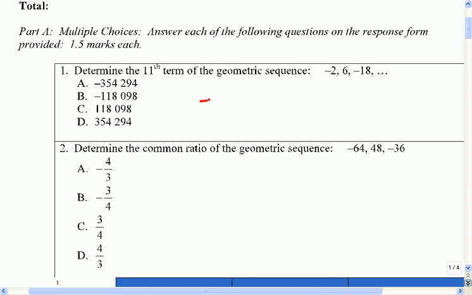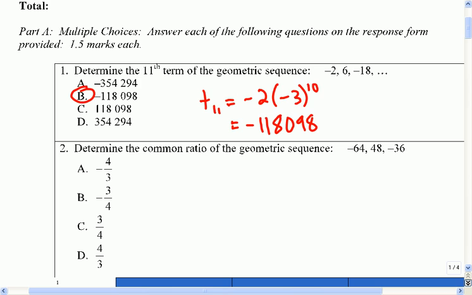Okay, so term 11 is negative 2 times negative 3 to the 10. So this, if you put it in the calculator, should be negative 118,098. So it should be B. Did anybody confirm that for me?